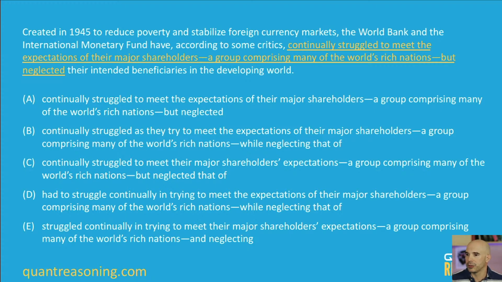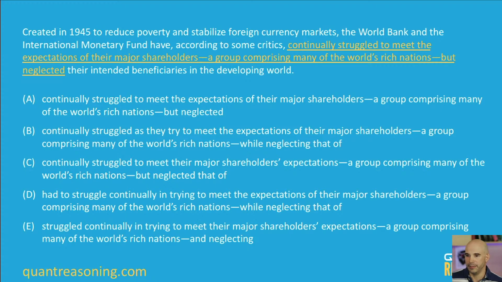So we have struggled but neglected in A. We have struggled while neglecting. So that's not parallel, but maybe it doesn't have to be, because you have the word while. Now, I think JD was the one who mentioned the word that in B, while neglecting that of, and the that there doesn't make any sense. It's not referring to anything that we can point at.